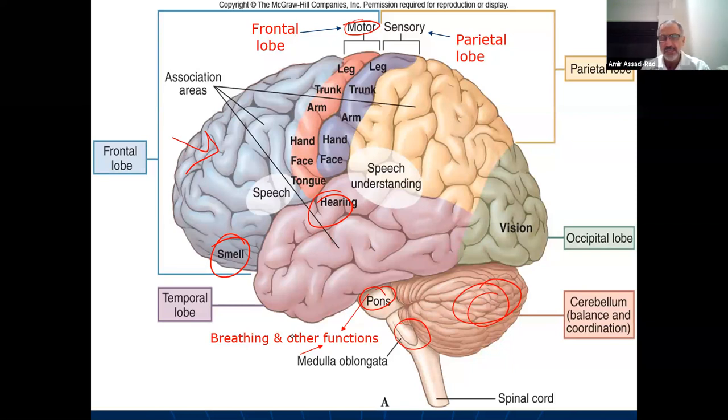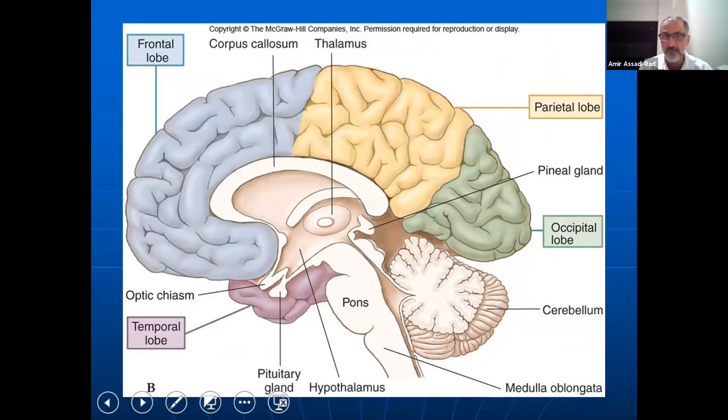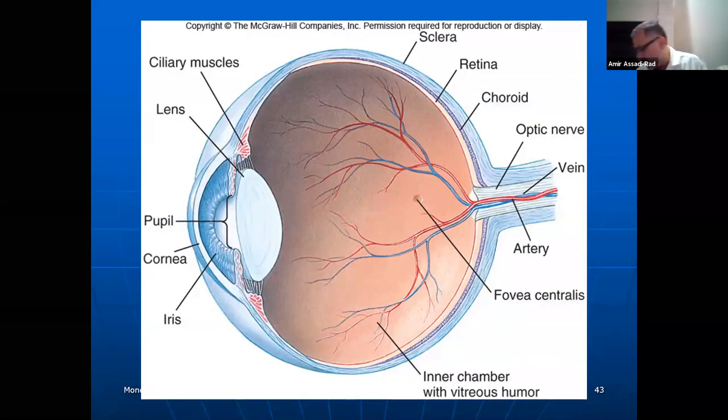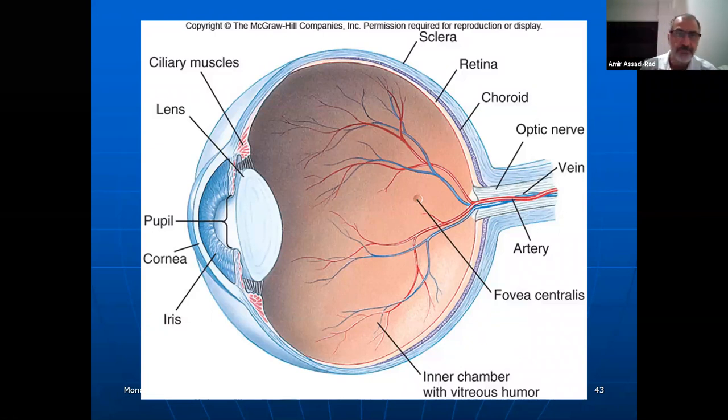The medulla oblongata is a connection between your brain and the spinal cord. Okay. Right here, they're giving you a rundown of what's going on. Anyhow, I don't expect you to know any other parts, like the corpus callosum and thalamus. They're very, very important. But again, for this class, I have to narrow it down a little bit because of what we need later on.